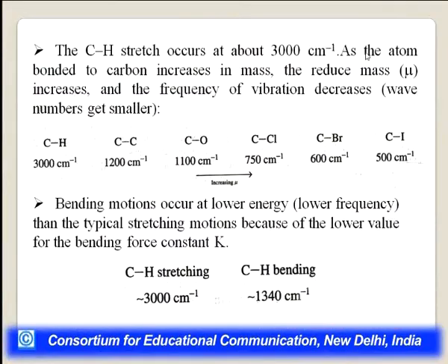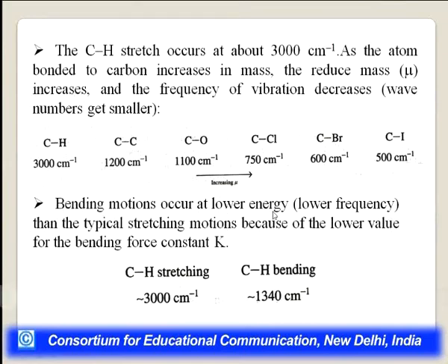The CH stretch occurs at about 3000. As the atom bonded to carbon increases in mass, the reduced mass increases and the frequency of vibration decreases, or we can say wave number gets smaller. Here you can see this is CH, single bond C, CO. What do you observe here? From left to right, the mass of this atom increases from carbon, hydrogen to iodine. So you can see the value decreases, or we can say mu increases.